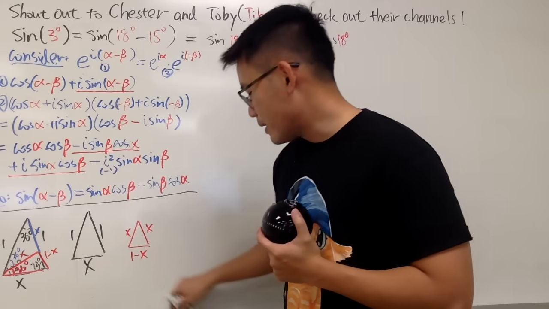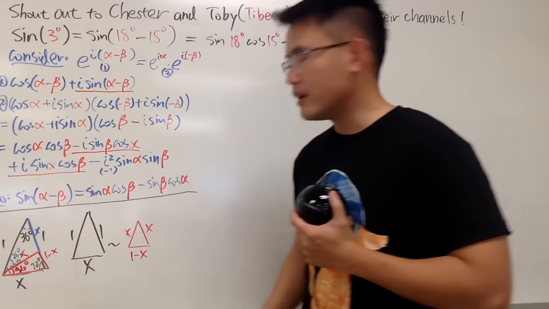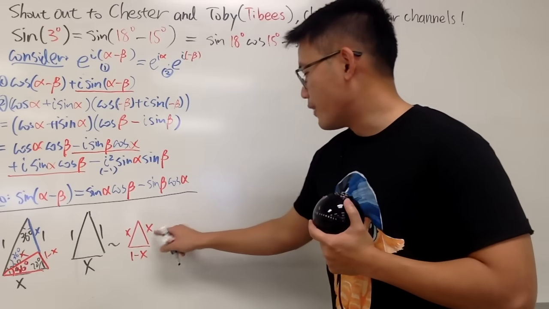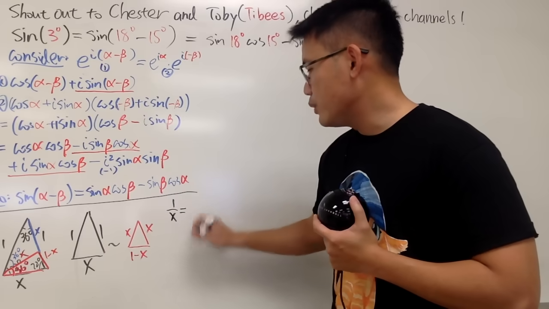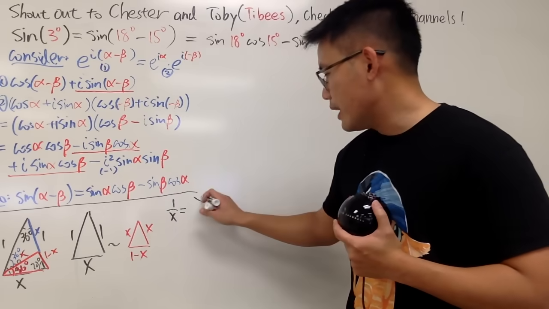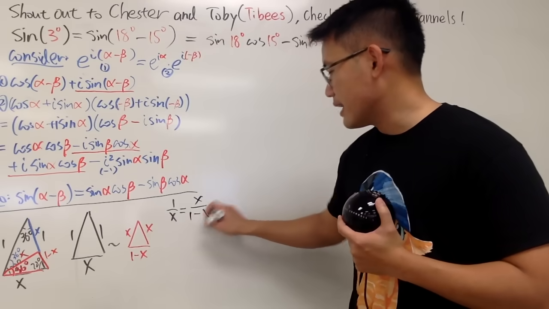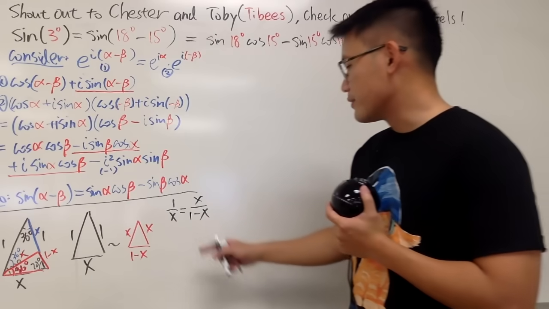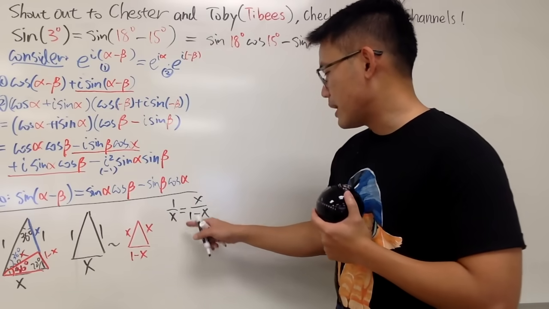Now, as we talk about it, these two triangles are similar, so we can do the following. I will say 1 over x is equal to, I'm doing this over that, so I will put this over that. It's equal to x over 1 minus x, like that. And now we have an equation right here. Let's just go ahead and solve this equation real quick. Cross multiply if you would like.